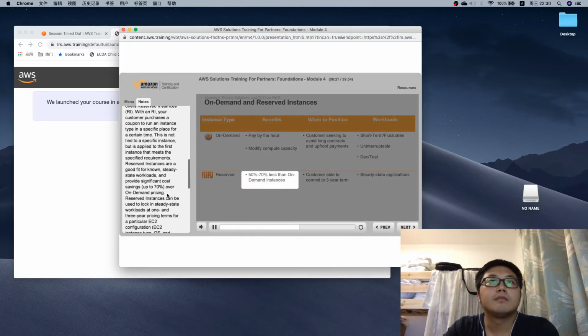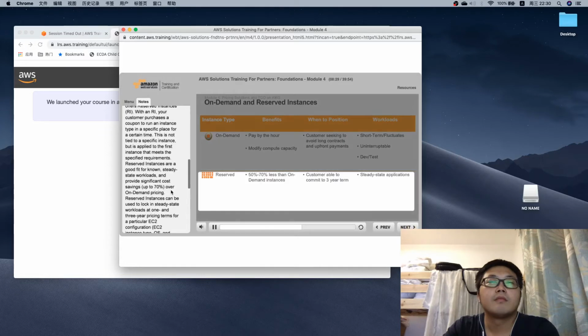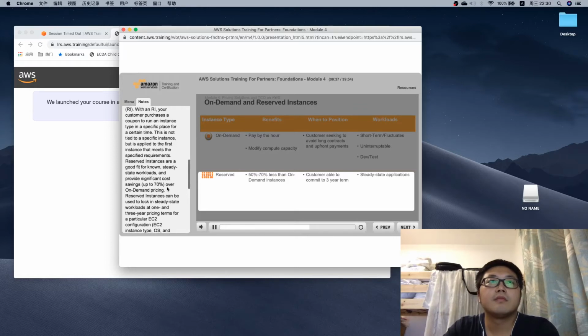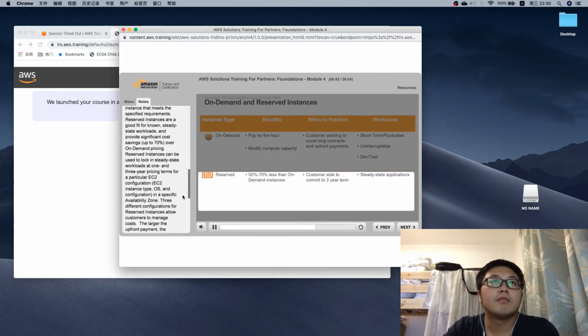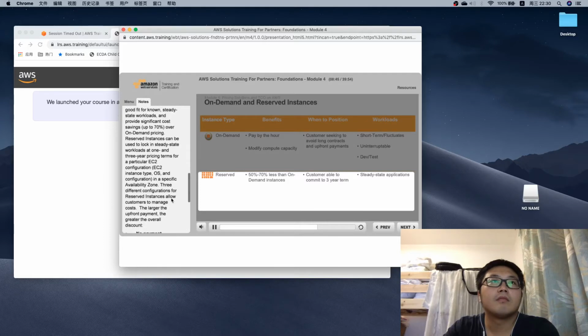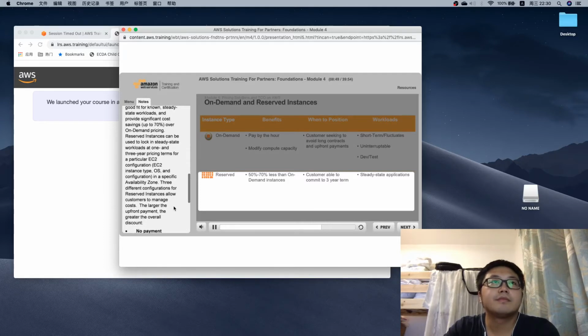Reserved instances can be used to lock in steady-state workloads at 1- and 3-year pricing terms for a particular EC2 configuration. EC2 instance type, OS, and configuration in a specific availability zone. 3 different configurations for reserved instances allow customers to manage costs. The larger the upfront payment, the greater the overall discount.